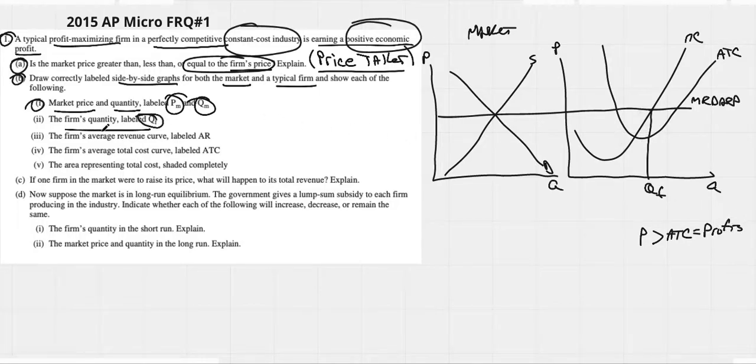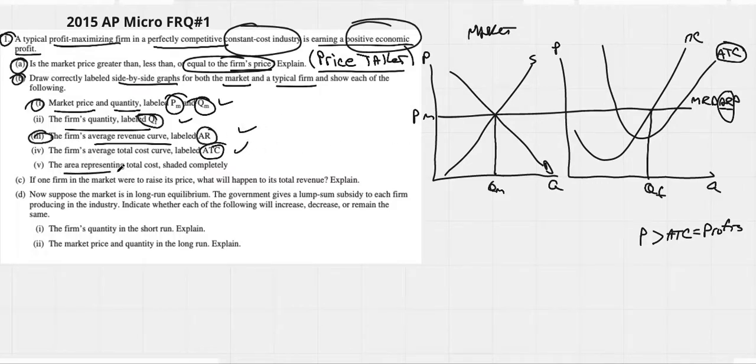All right. Let's do the PM and the QM. Make sure we label everything correctly. The firm's average revenue curve, we've already done it. MR equals D equals AR is average revenue also. So labeled AR, we got it. We're golden. The firm's average total cost labeled ATC. We've got it. We're done.